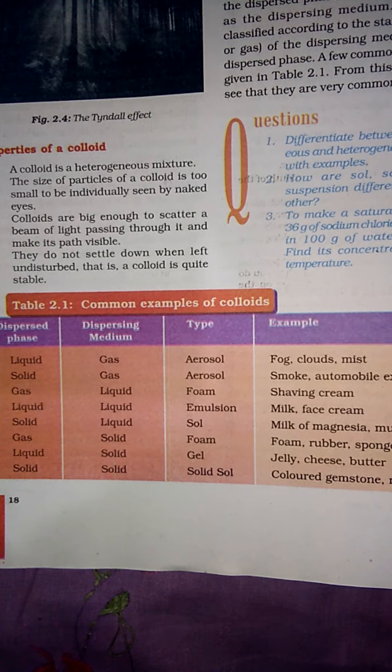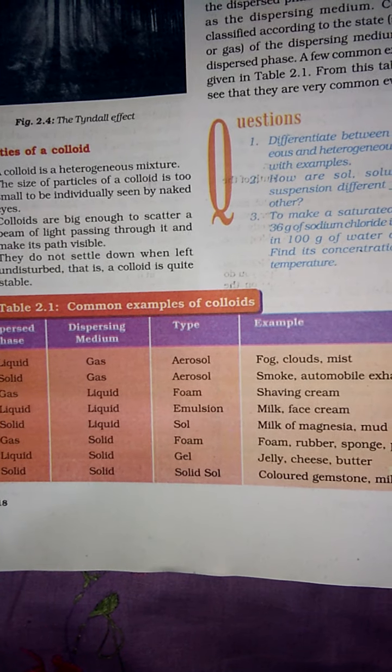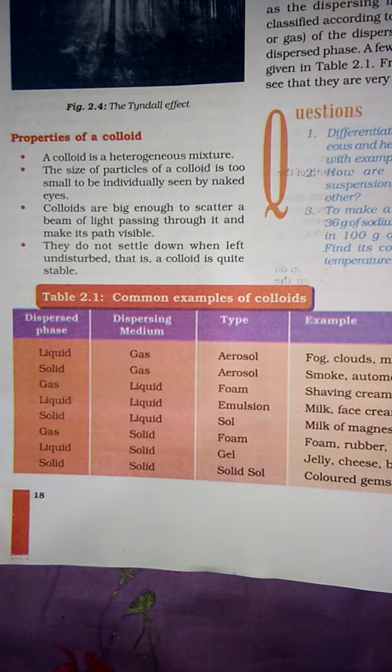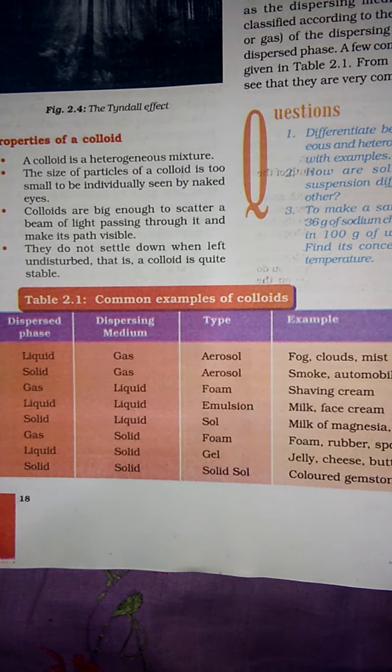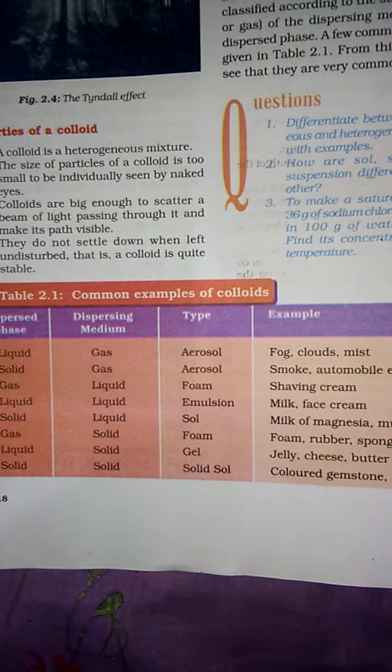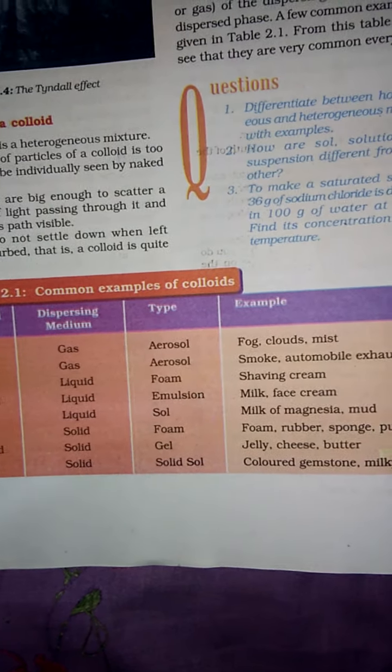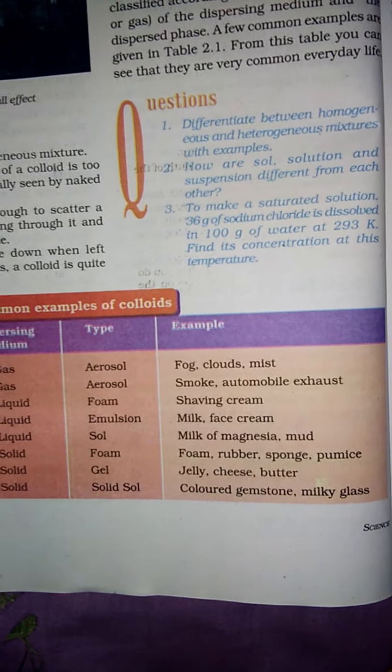Gas in solid is a foam, like rubber sponge or pumice. Liquid in solid is a gel, like jelly, cheese, butter. Solid in solid is a solid sol, like colored gemstone or milky glass.